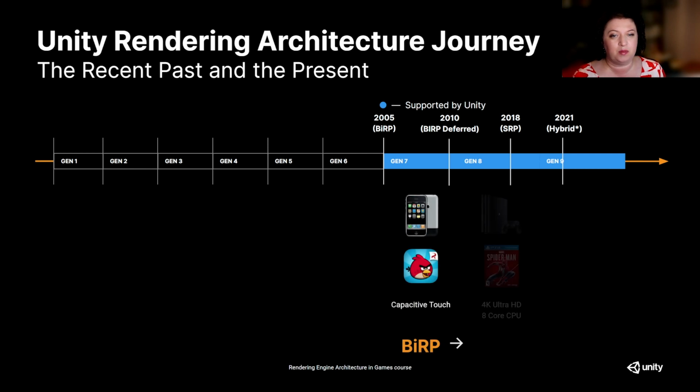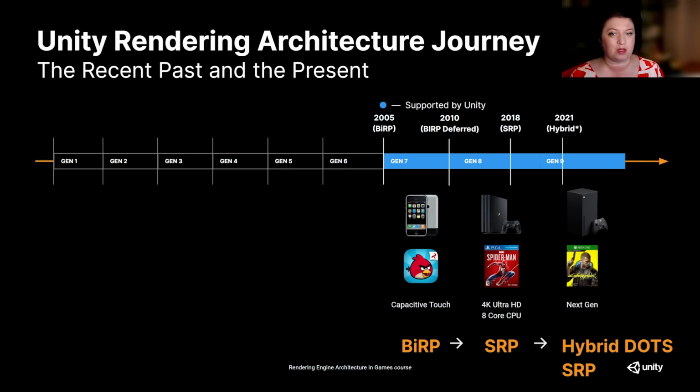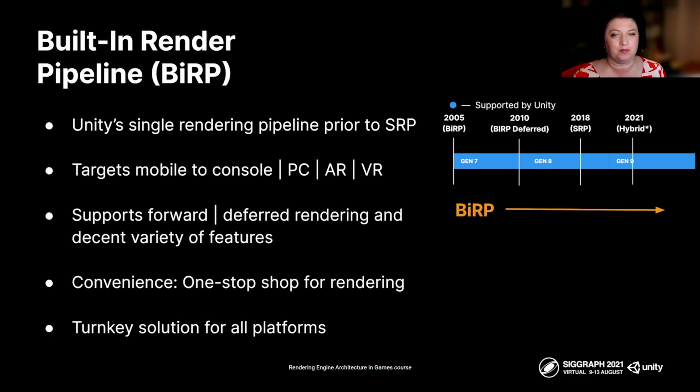We've started with the built-in render pipeline, moving to the scriptable render pipeline SRP architecture, and our latest evolution, the hybrid DOTS SRP. Note that the hybrid architecture does not support built-in, as built-in only supports the game object runtime. Built-in render pipeline was our one-stop-shop turnkey solution for all supported platforms, with forward and deferred pipelines and a solid mix of graphics features. Users found it very convenient and easy to use.